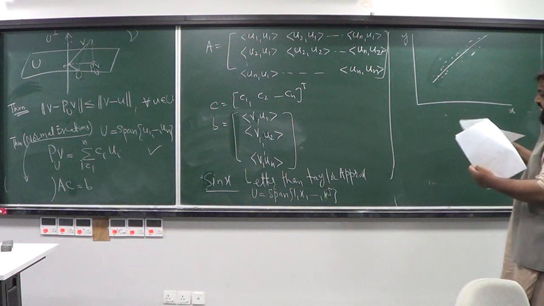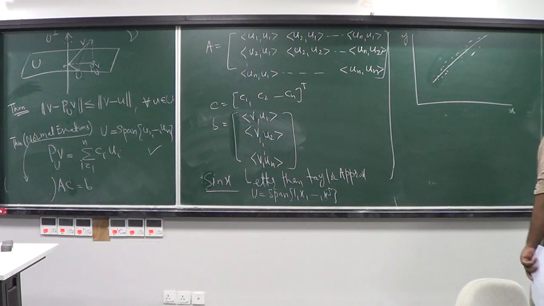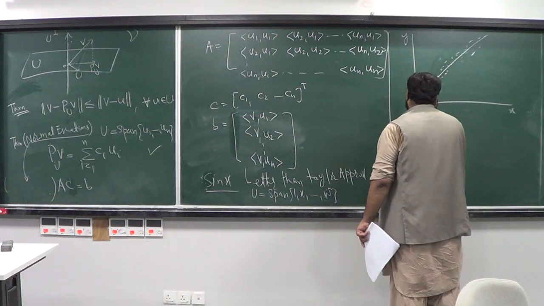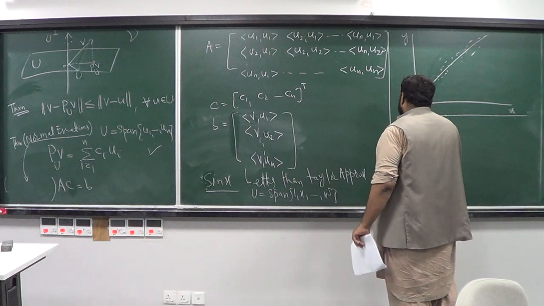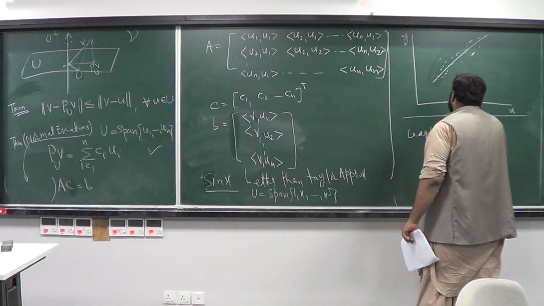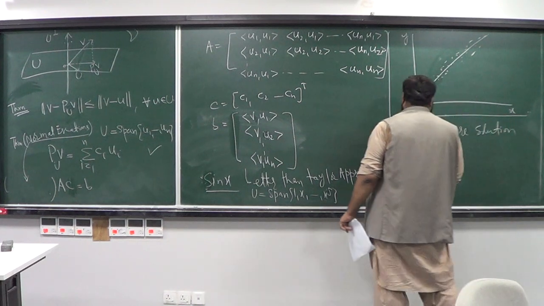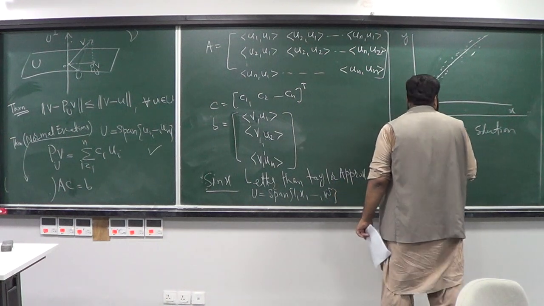So let's start with a system. Imagine I have a system. So let me put, for example, the topic. The thing that we are moving towards is that we want to find a least squares solution. We want to find a least squares solution to an inconsistent system.